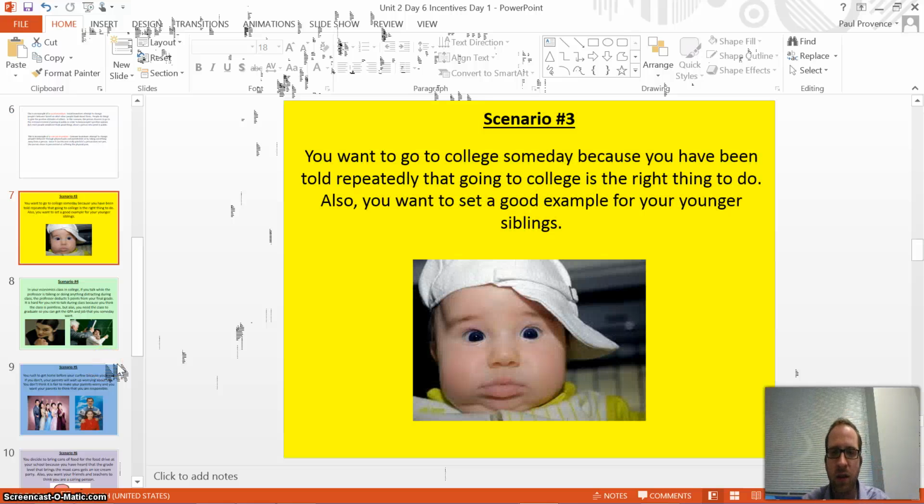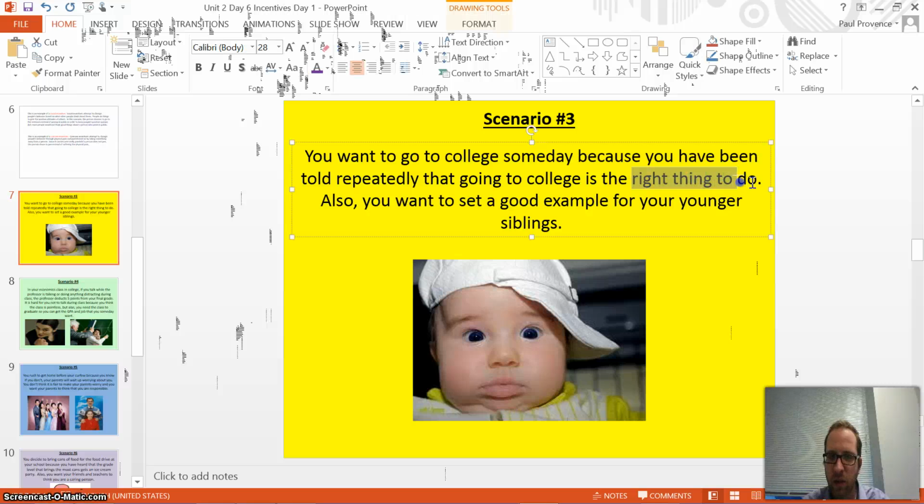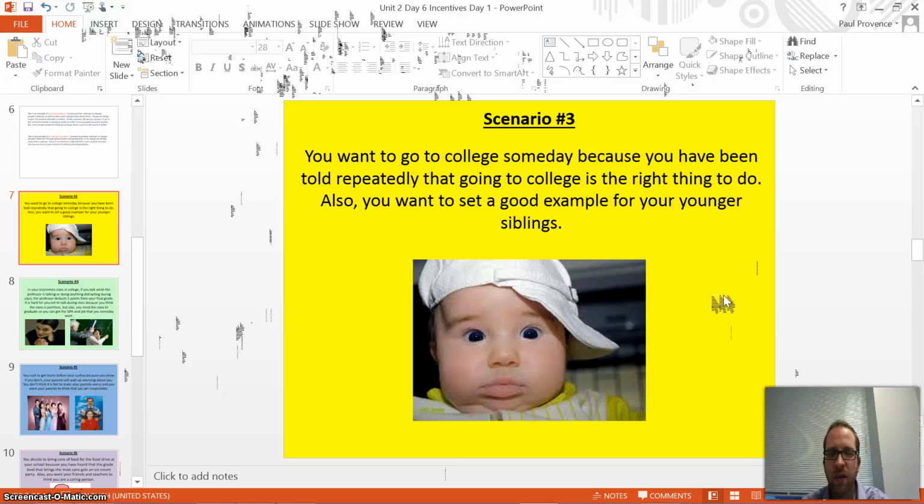You want to go to college someday because you've been told repeatedly that going to college is the right thing to do. Also, you want to set a good example for your younger siblings. Now, this one's tricky because even though it says the right thing to do, this is really not a moral incentive. Why? Because God doesn't care if you go to college. No religion or moral system cares about going to college.